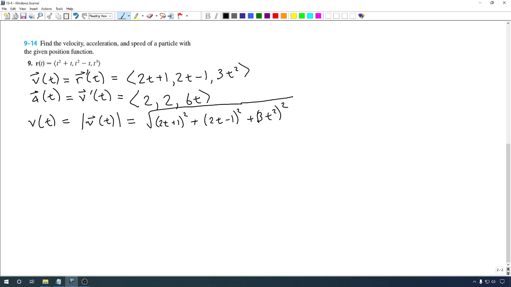We can go ahead and simplify this a little bit just by expanding things out. It won't really turn out to be the nicest thing ever, but at least we can make it a little bit nicer than what we have right now. If we square 2t plus 1, we get 4t squared plus 4t plus 1. If we square 2t minus 1, we get plus 4t squared minus 4t plus 1. And then finally, this becomes a 9t to the 4th.